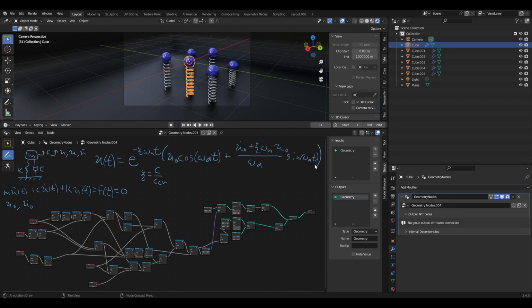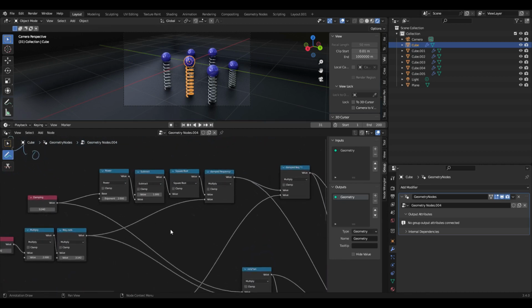And that's the equation. So the natural frequency is the square root of stiffness over mass. And then the damped natural frequency is the natural frequency times the square root of 1 minus zeta squared. So that's what I'm trying to implement here. If I go down here, the first thing I'm trying to do is get the damped natural frequency.